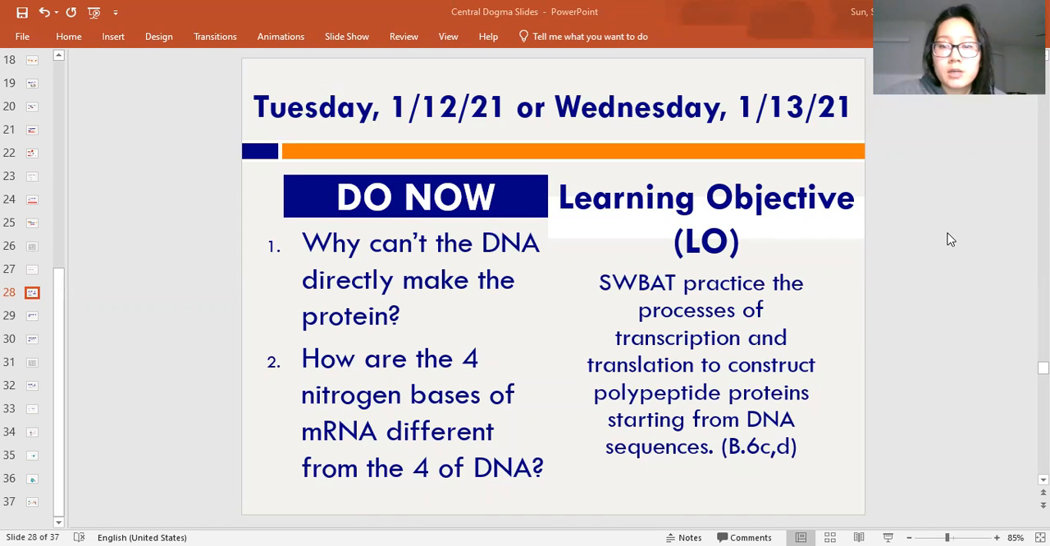So again, the learning objective is similar to the ones we've had before, where students will be able to practice the processes of transcription and translation to construct polypeptide proteins starting from DNA sequences.